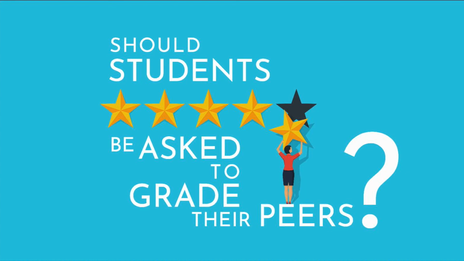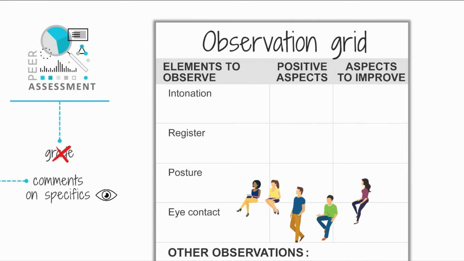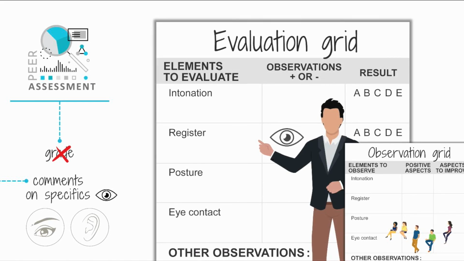Should students be asked to grade their peers? When students are asked to evaluate their peers, it is important that they do not grade them, but rather provide comments on specific observations. For this reason, students will write their comments in observation grids, which will make it possible to write what has been seen and heard, while the teacher will use an evaluation grid that allows them to write observations and also to grade them.